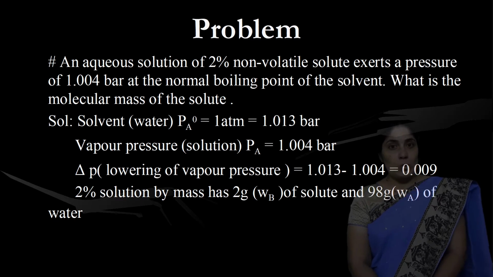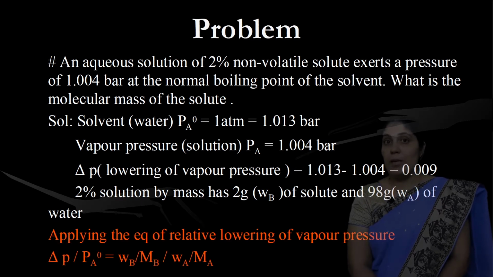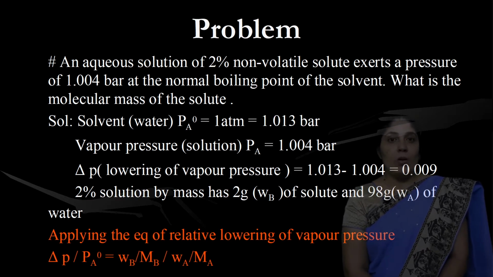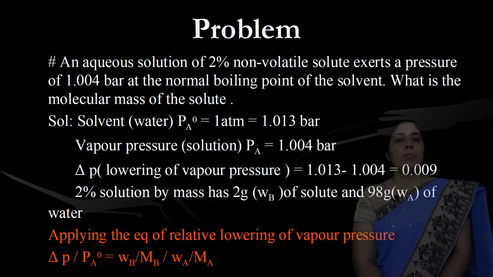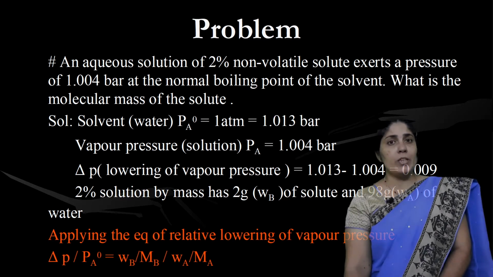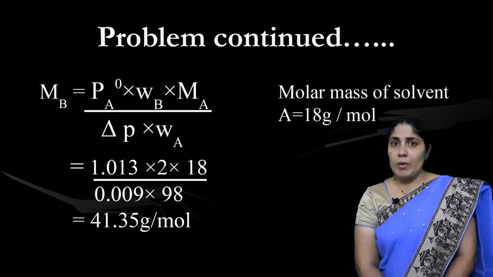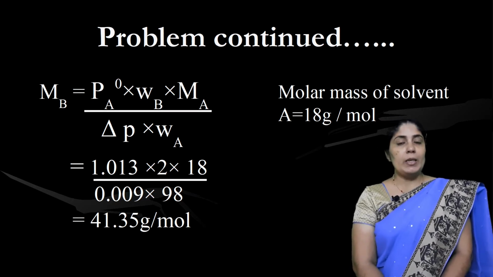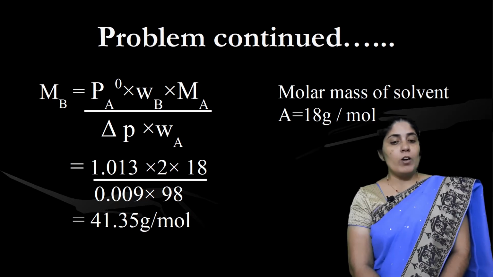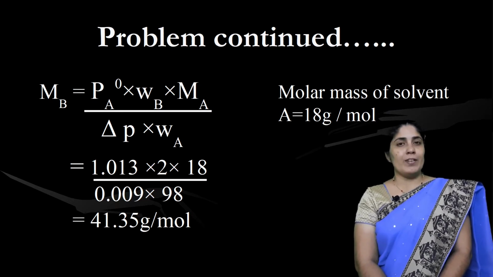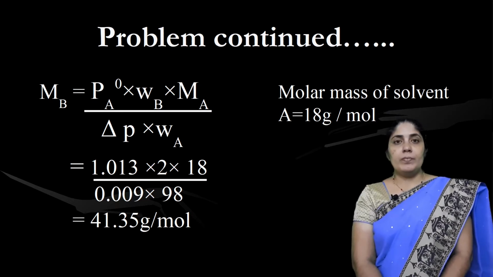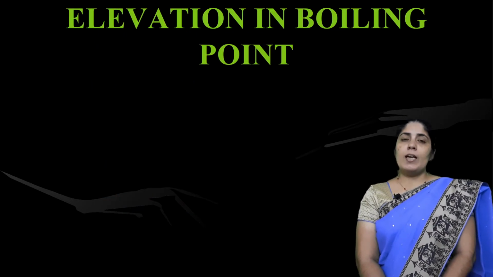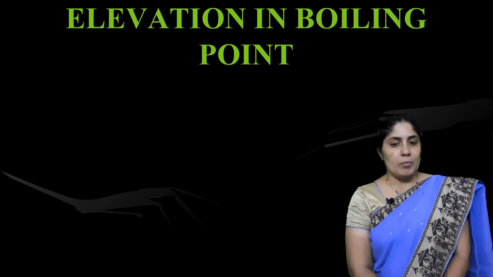Now, by using the equation, delta P by PA0 is equal to WB by MB whole divided by WA by MA, we can easily substitute the values and we will get the molar mass of the solute B is equal to 41.35 gram per mole. Let's move on to our second colligative property, that is elevation in boiling point.